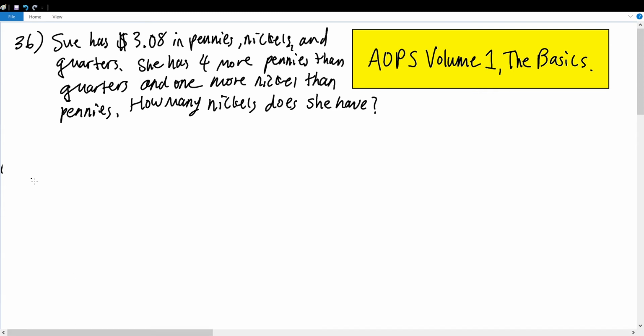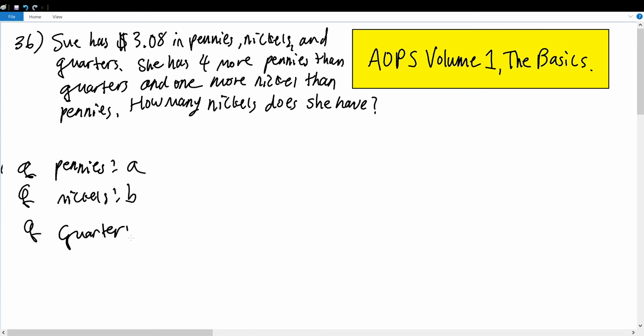So as always, suppose the quantities for which we're trying to solve. We're trying to solve for the quantity of nickels, so assume the quantities of each coin because we need it to solve for the quantity of nickels. Let's say the quantity of pennies is A, the quantity of nickels is B, and the quantity of quarters is C.